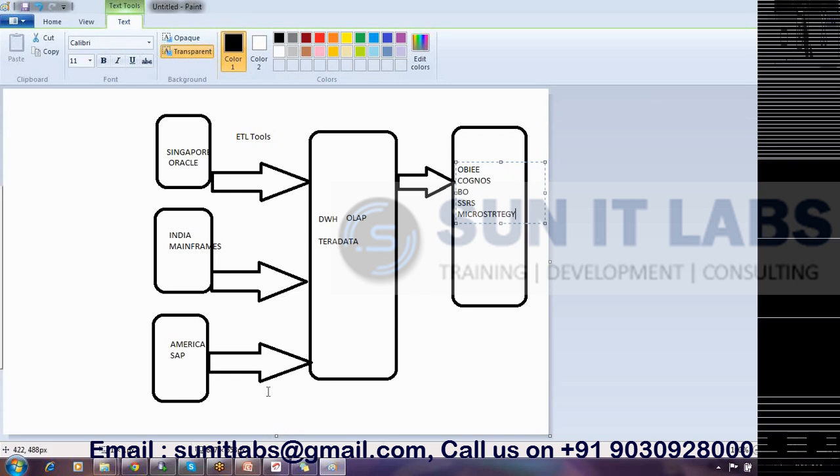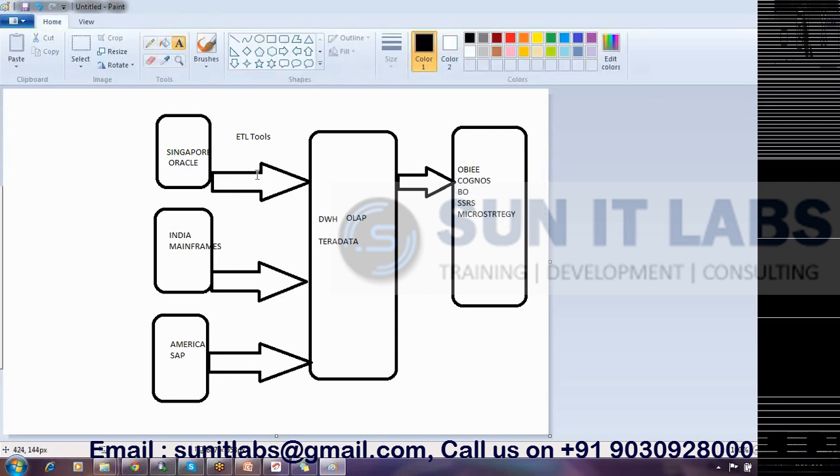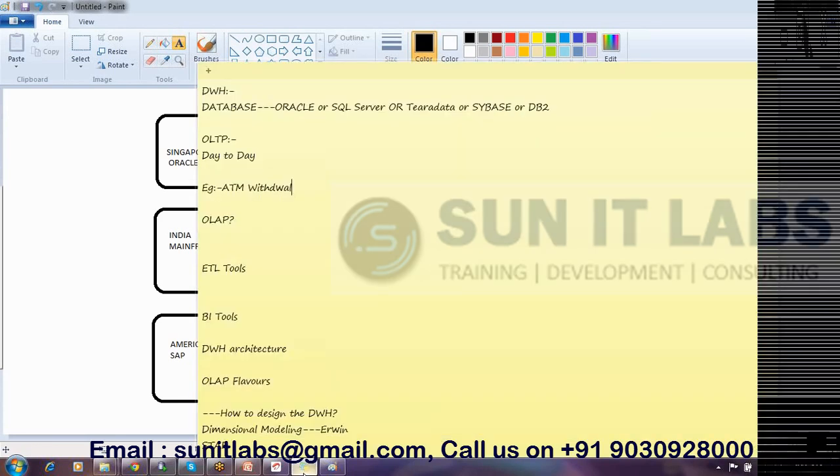Now you can ask the question: why are we integrating the entire data from OLTP applications? Why can't we do the same analysis with reporting tools directly on the different OLTP systems? Why are we building a separate data warehouse? The reason is that OLTP systems have disadvantages for doing analysis.